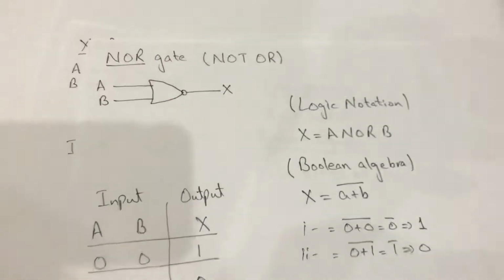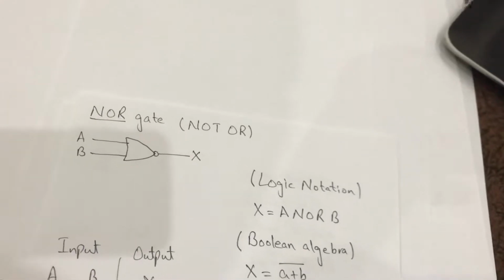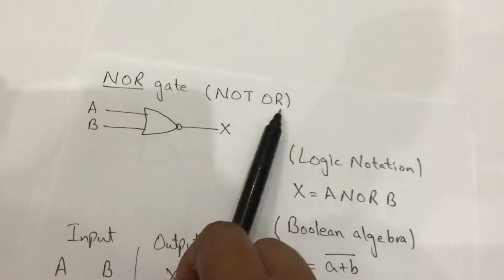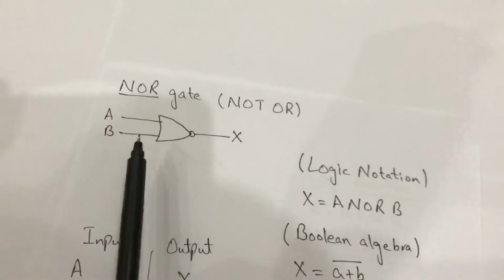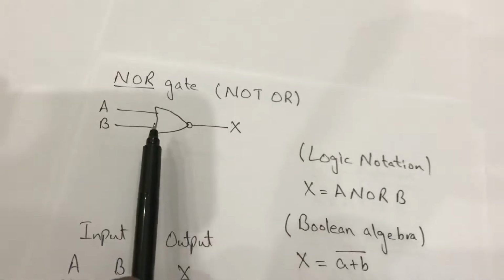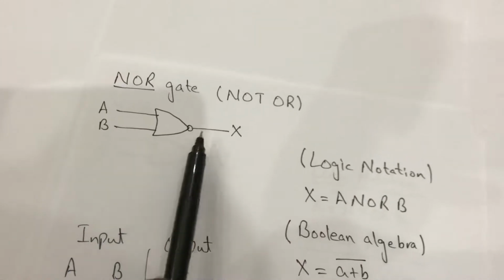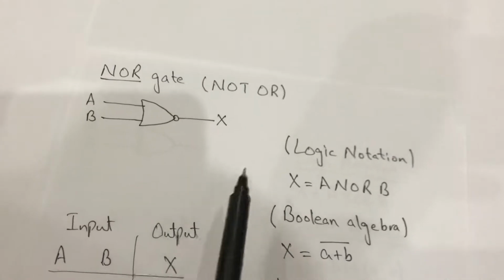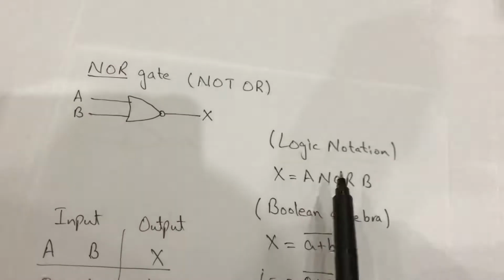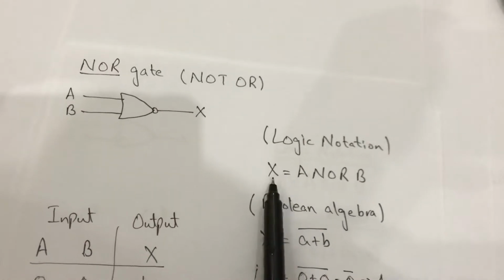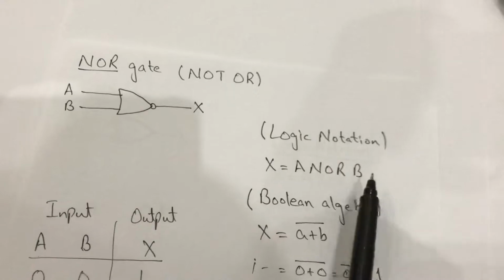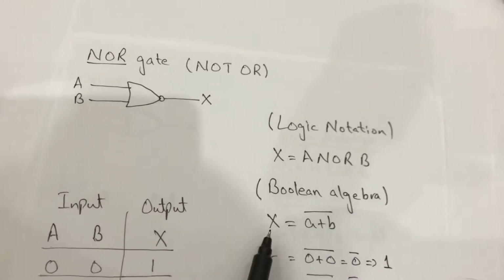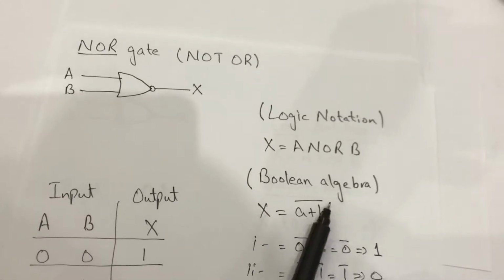The second one is NOR gate, which is also known as NOT OR. The symbol of NOR gate is almost similar to OR gate, only there is a NOT over there, while the remaining diagram is the same. So the logic notation for NOR gate is X is equal to A NOR B, whereas the Boolean algebraic notation for NOR gate is X is equal to A plus B whole bar.